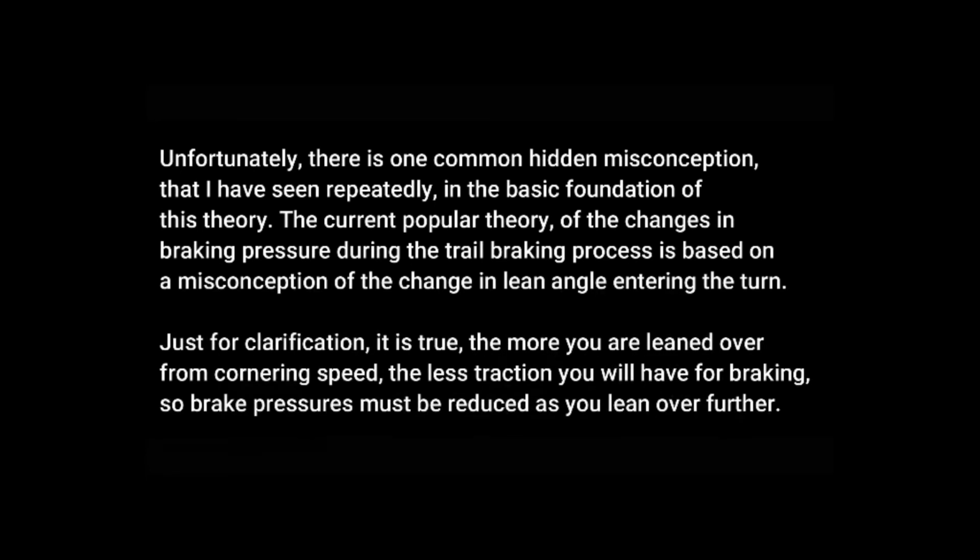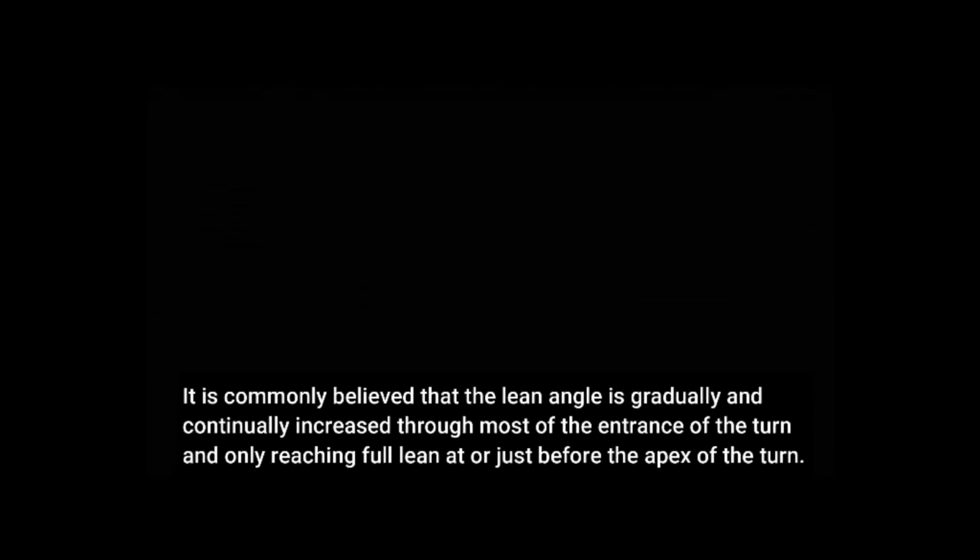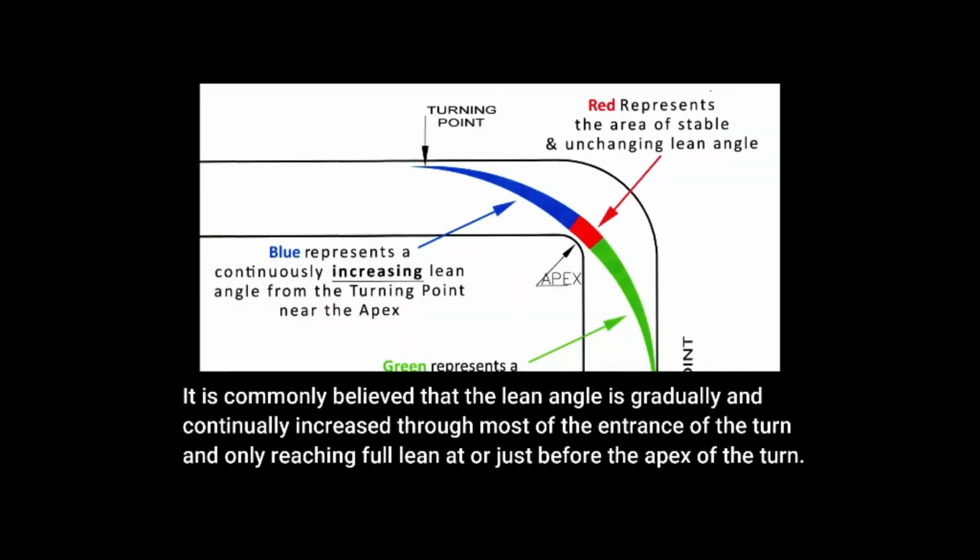Now, just to be clear, yes, it is true, the more you are leaned over from cornering speeds, the less traction you're going to have for braking. So the brake pressure must be reduced as you're leaning the bike over further and further. And the common misconception that I'm talking about is the belief that the lean angle is gradually and continually increased throughout most of the entrance of the turn and only reaches full lean angle at or just before the apex of the turn.